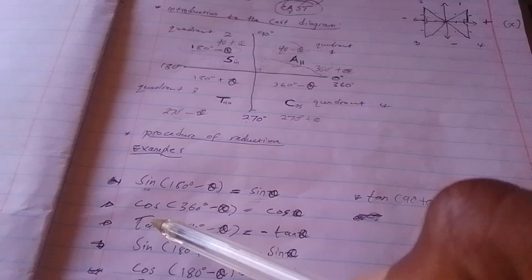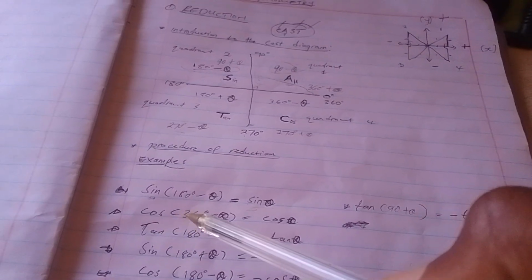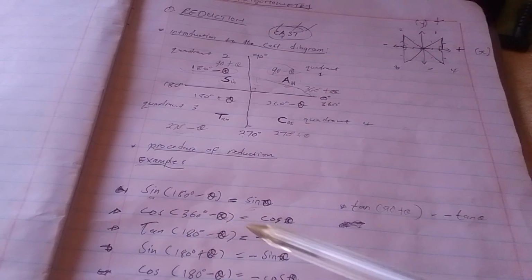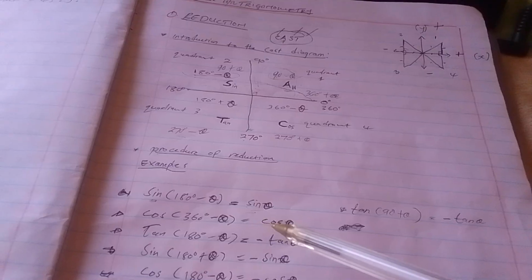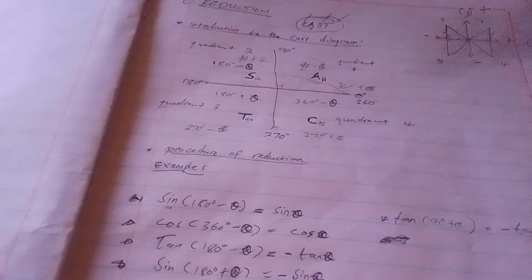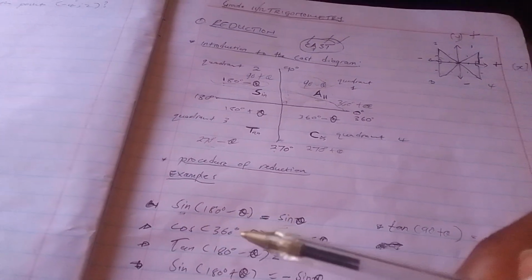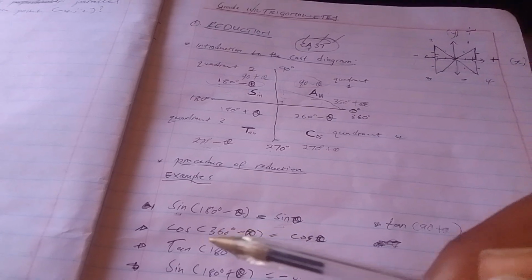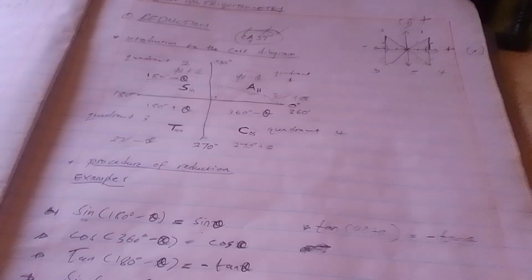Then let's go to our second example, which is cos of 360 minus theta, which gives us cos theta. It's cos now, and you have 360 minus theta. Just go and look for your 360 minus theta on your CAST diagram.